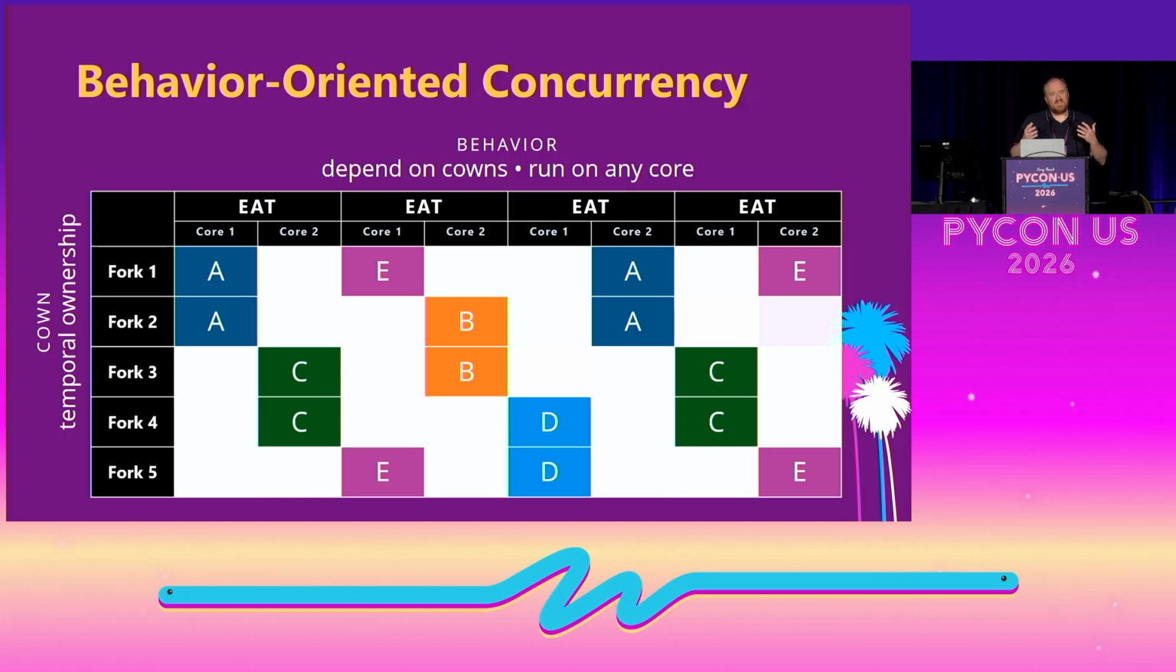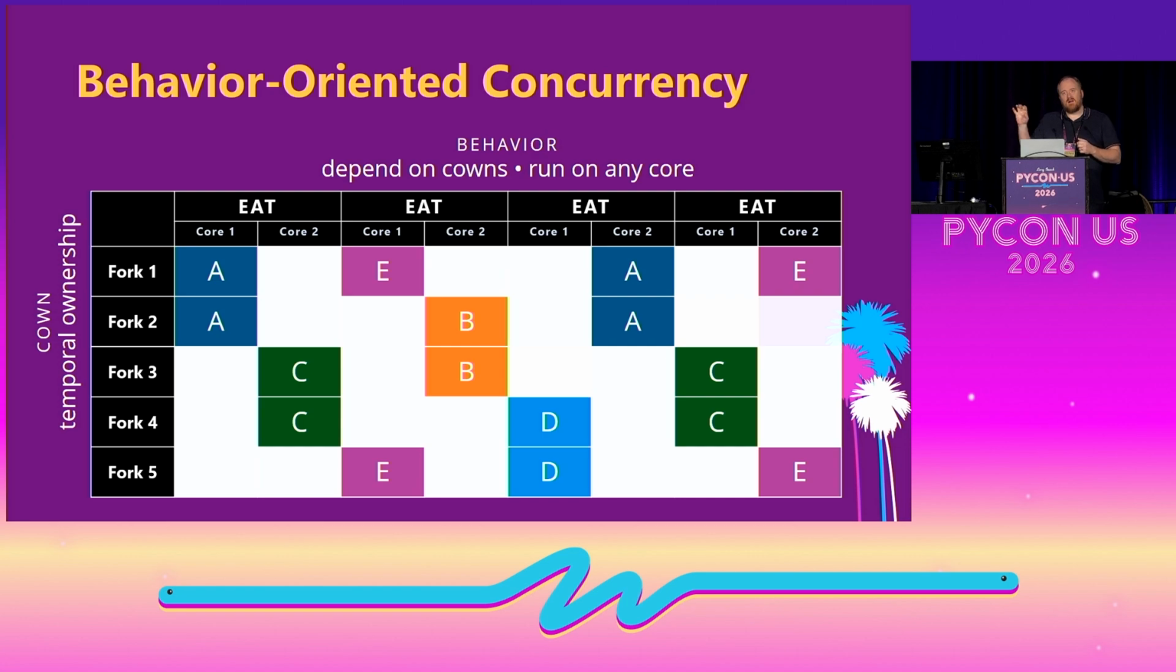First, we have to decide what our shared resources are and what the activity going on is. What are our cowns? What are our behaviors? In the case of this problem, the cowns are clearly the forks, those are the shared resources, and the behavior is going to be eating. There's going to be one of these for each philosopher based on which forks they need.